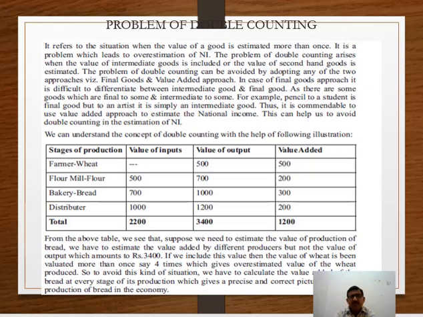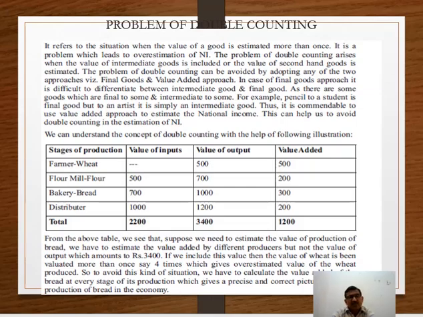Suppose a farmer produces wheat, its input value is 0. Whatever wheat is produced, its market value is rupees 500. Value added is equal to value of output minus value of input, which means rupees 500 minus 0, 500. This wheat comes to the flour mill. He purchases this input of rupees 500, makes output of rupees 700, value added rupees 200. This flour comes to the bakery owner. He purchases 700 rupees of flour, makes bread worth rupees 1000, value added by him rupees 300. Now this prepared bread comes to the distributor. He purchases this bread from the bakery for rupees 1000, sells this bread in the market for rupees 1200, value added by him is rupees 200.